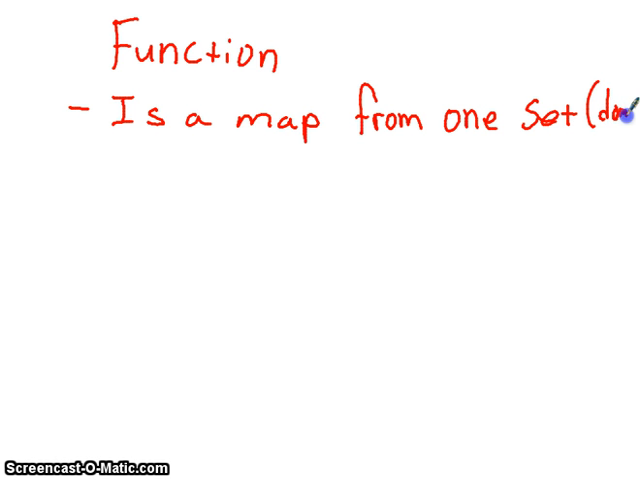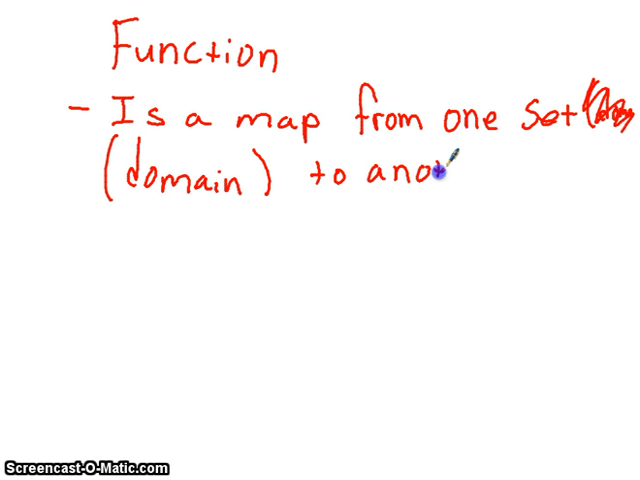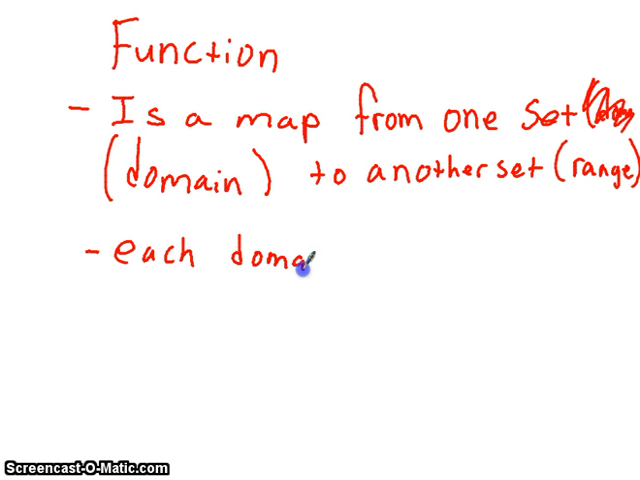The domain, I'm going to run out of room on that, so I'm going to go down here. One set called the domain to another set, which happens to be called the range. Therefore, we get domain and range. Okay, and the comparison is 1 to 1. Each domain to one range is precise.